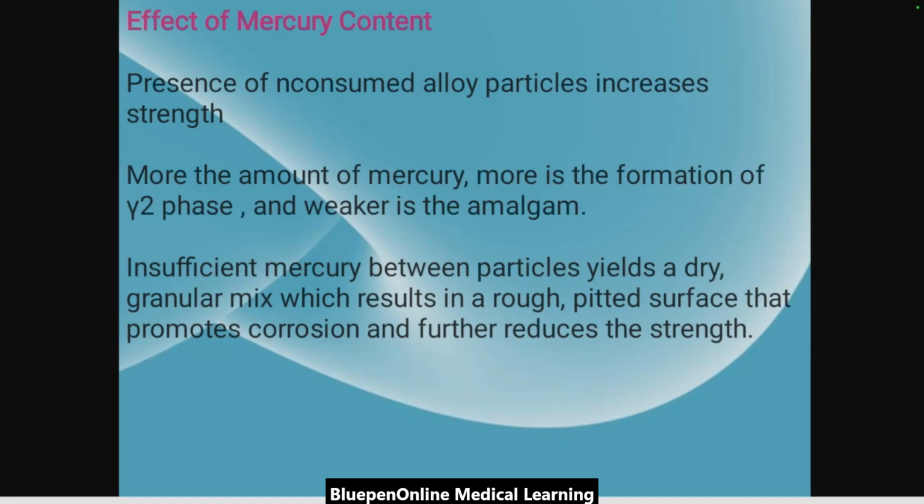Insufficient mercury between particles yields a dry granular mix, which results in a rough, pitted surface that promotes corrosion and further reduces the strength. If mercury is present in excess, there will be formation of gamma 2 phase in more amount. That will make the restoration weaker. On a rough surface, there will be accumulation of plaque, formation of secondary caries, and some corrosion, which will further reduce the strength of the restoration. That's why using a proper amount of mercury is very, very important.